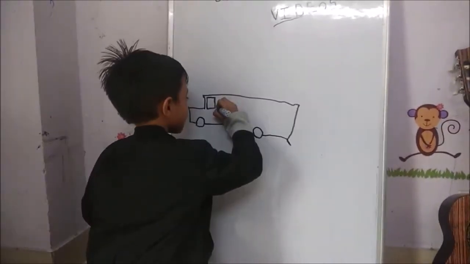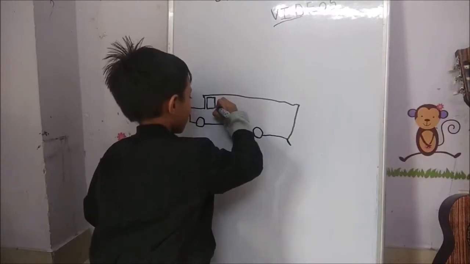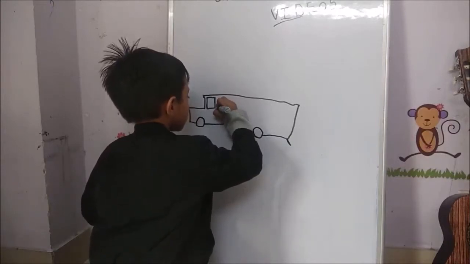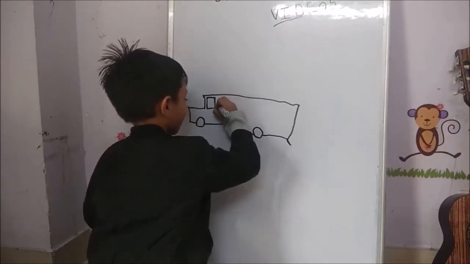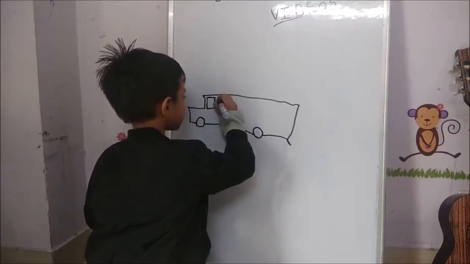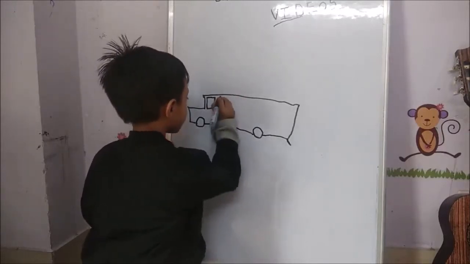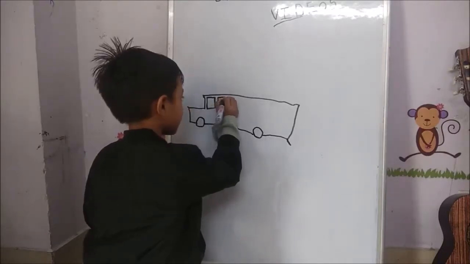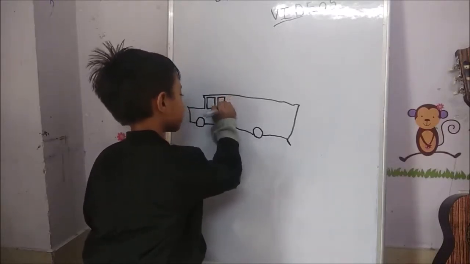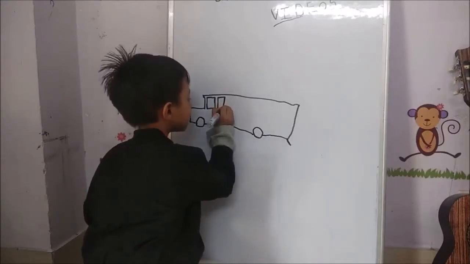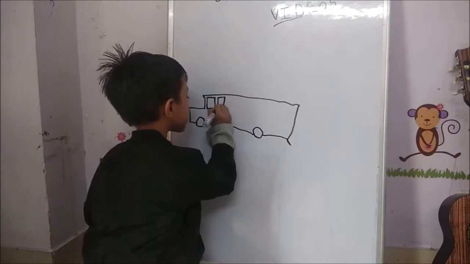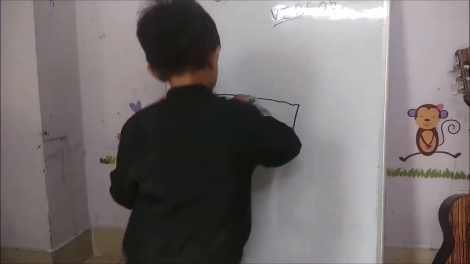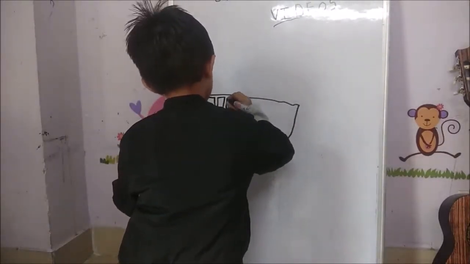Again, I am drawing the window. First, you have to draw a standing line, and then a sleeping line, then one more standing line, and draw one small sleeping line, one more standing line of the window.